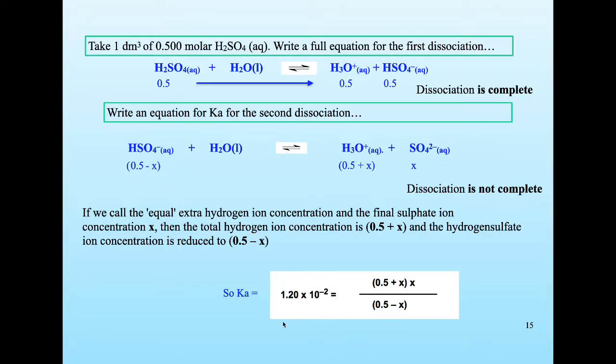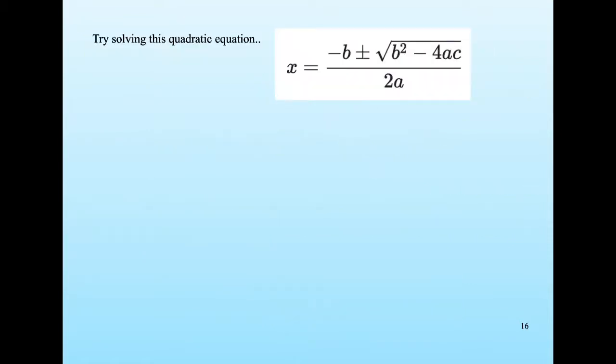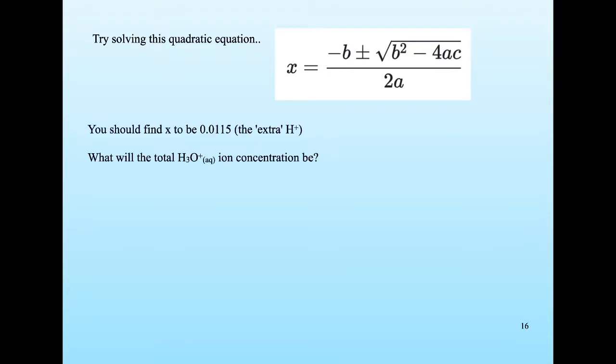Okay? Now, the mathematicians amongst you will realize that that's a quadratic, isn't it? So, have a go at solving that quadratic equation. That'll take you a little while. I'm not going to do it here. I'm not here to teach you maths. So you'll find that x, or one of the values for x, the positive value, will be 0.0115. That's the extra hydrogen ion concentration. So the total concentration of the hydrogen ions will be 0.5 plus that.